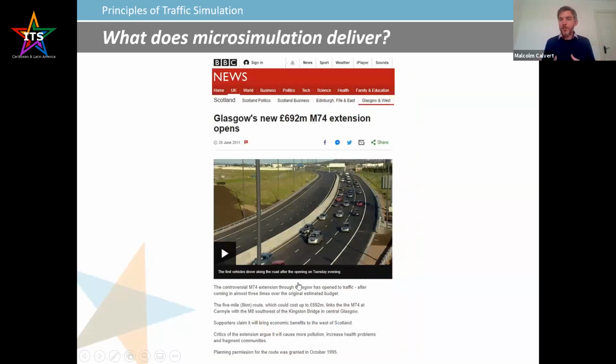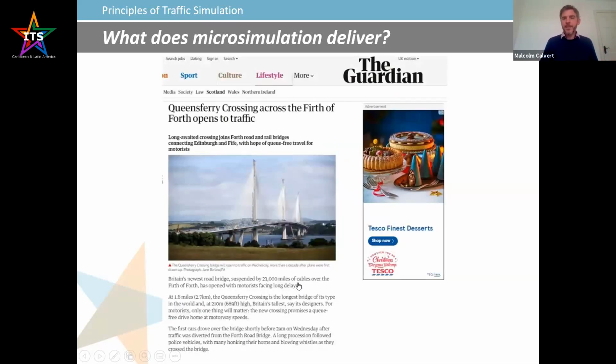Another major project here, which Paramics was used for, was a motorway extension in Glasgow, which is the largest city in Scotland. And the new motorway was developed within the traffic simulation and then tested and modeled to make sure that the right number of lanes were being used, that all the junctions would work successfully, and so on. And this was a big project. Again, it's another one in Scotland, which is where we do a lot of our work.